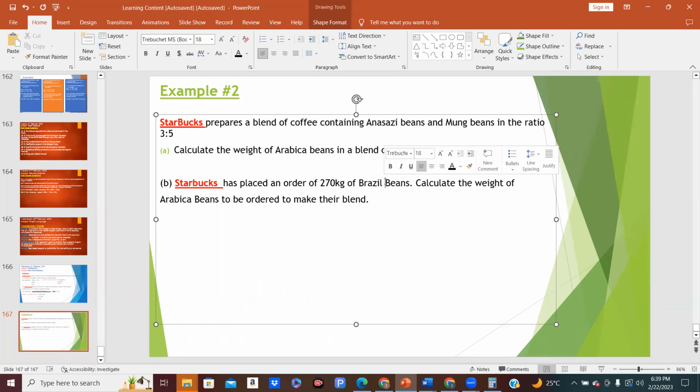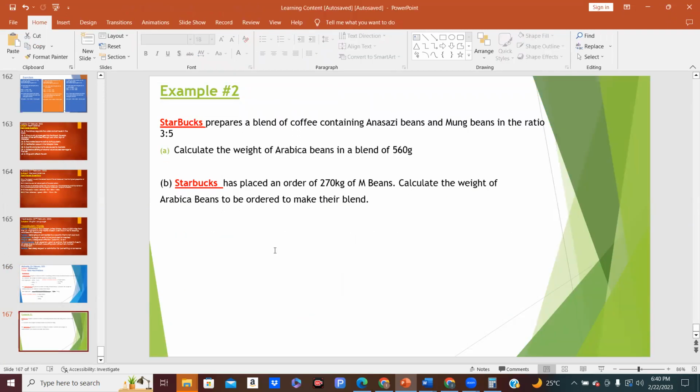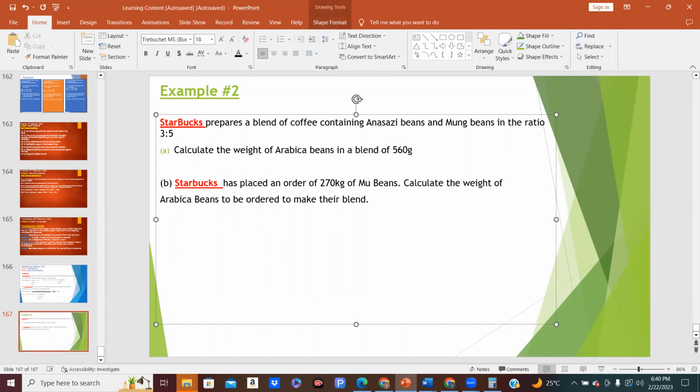Or Arabica is now when Anasazi. Anasazi. I don't know how you say my name. Anasazi. What we had the first time? It's 4-3. You can mess up with it. Yes, ma'am.